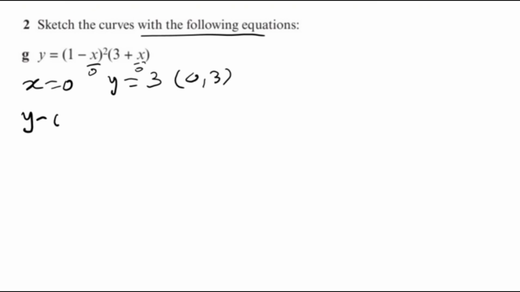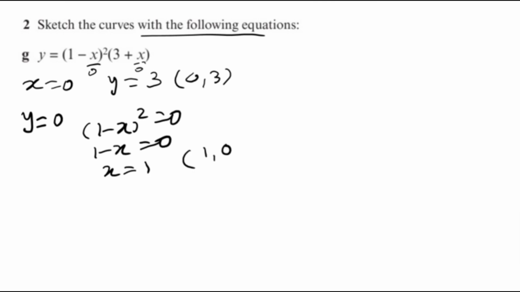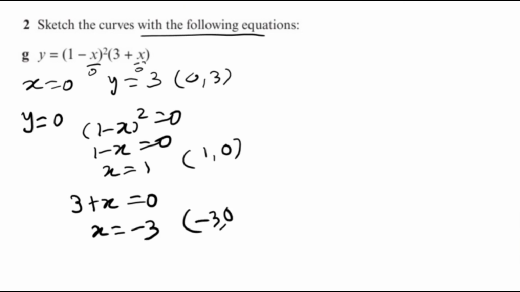When you substitute y is equal to 0, because of two brackets we have two solutions. So 1 minus x is equal to 0, so x is equal to 1. So our coordinate is (1, 0). For another solution, 3 plus x is equal to 0, x is equal to minus 3. So another intersection point is (minus 3, 0). Here we have only two intersection points for x.